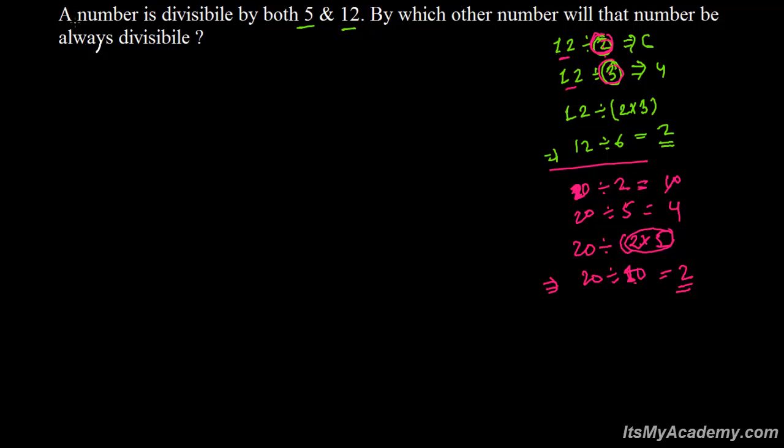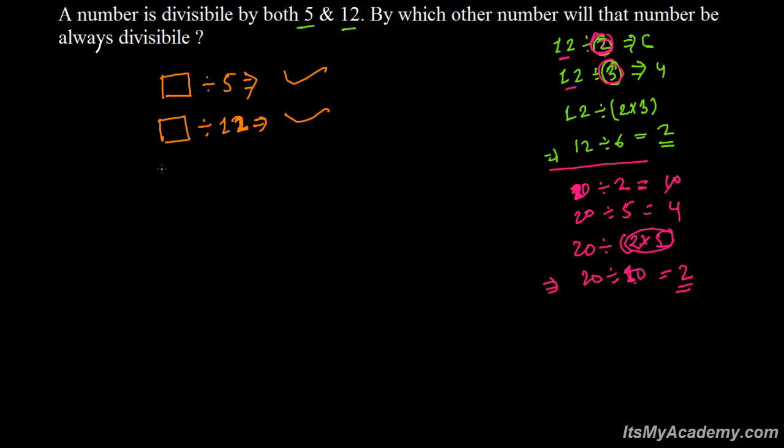So here the question is saying a number is divisible by both 5 and 12. I don't know the number, so I'm just making a box. It is divisible by 5, I don't know how many times, but it is divisible. And the same number is divisible by 12 also. I don't know how many times, but it is divisible. This is given by the question, right? A number is divisible by 5 as well as 12.